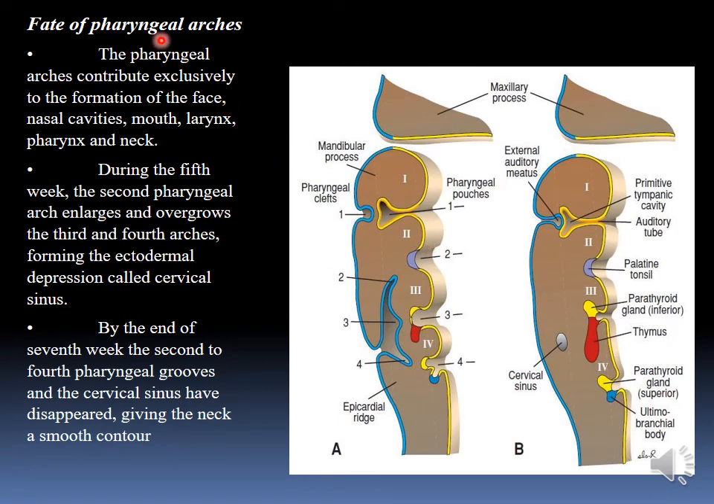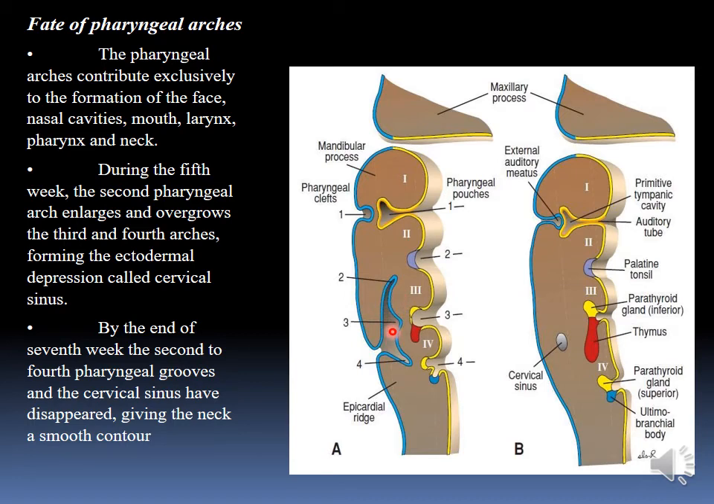Now the fate of the pharyngeal arches. These pharyngeal or branchial arches contribute to the formation, as I mentioned, of the face and nasal cavities, mouth, larynx, pharynx, and neck. During the fifth week of development, the second pharyngeal arch enlarges and overgrows the third and fourth arches, forming the ectodermal depression called the cervical sinus here.